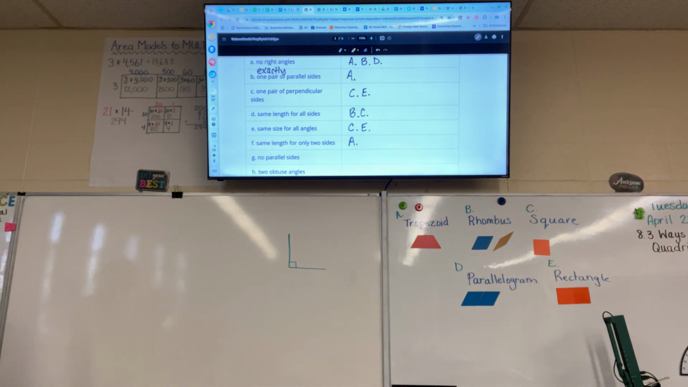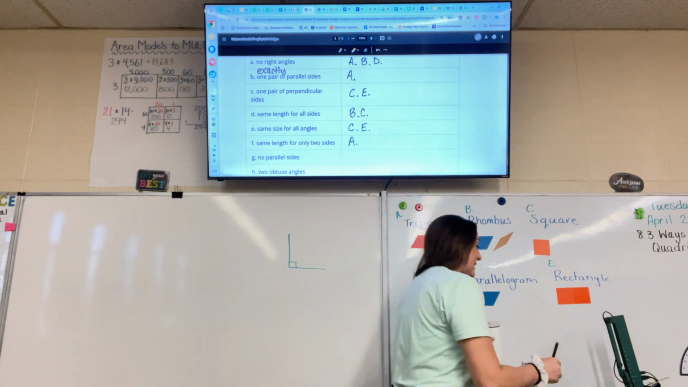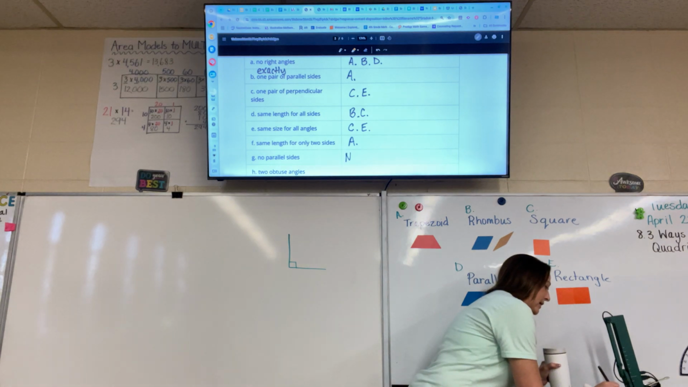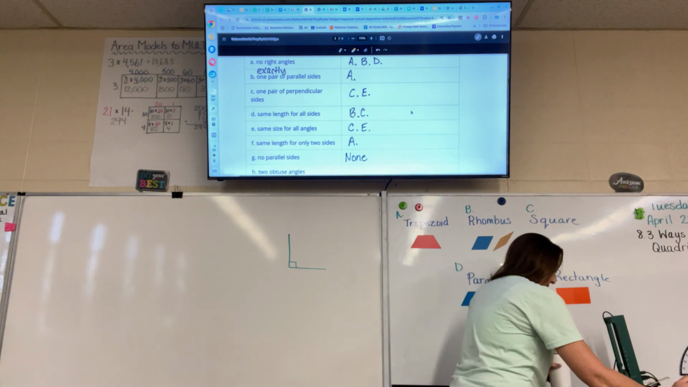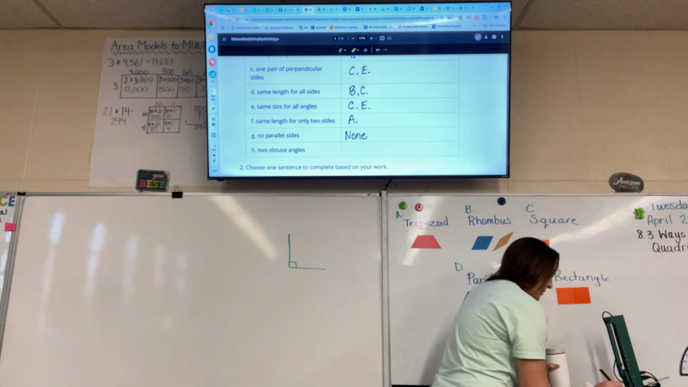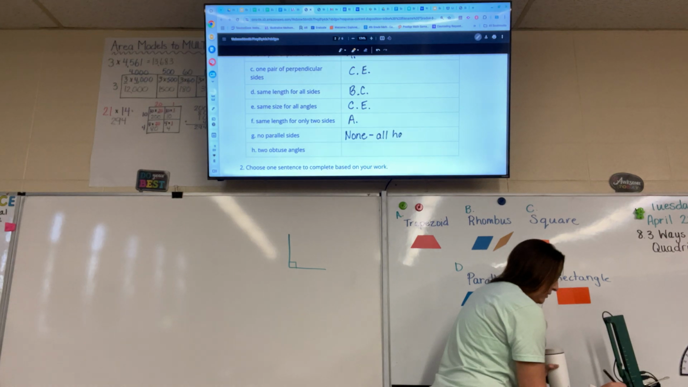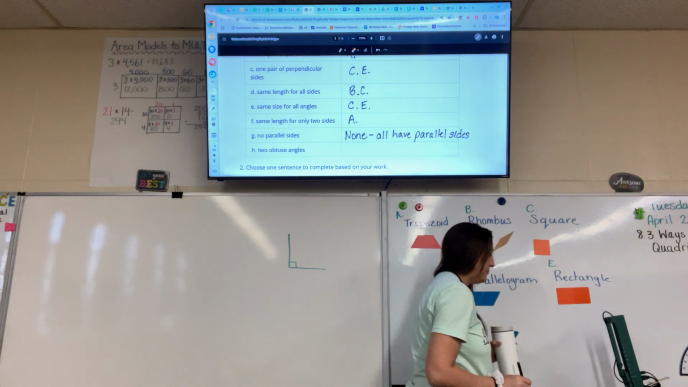Do any of these figures have no parallel sides? Willow, what do you think? No. They all have parallel sides, at least one pair. So we're going to write none, because all have parallel sides. At least one pair.